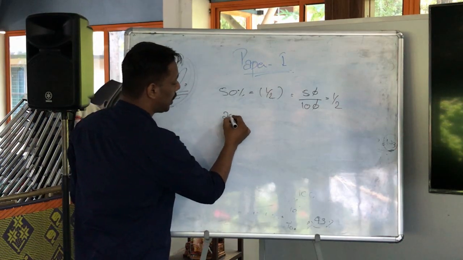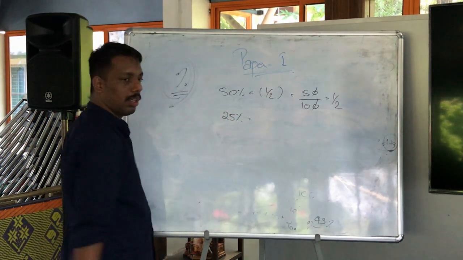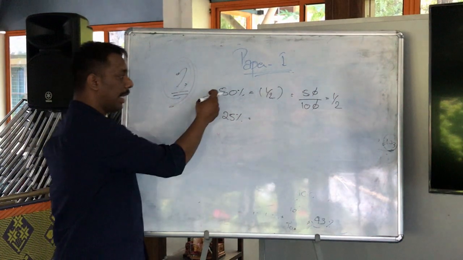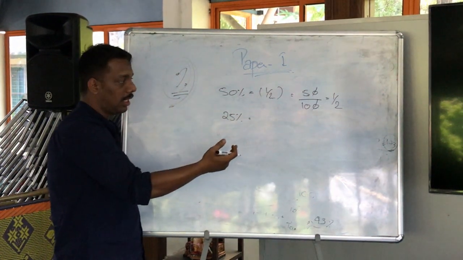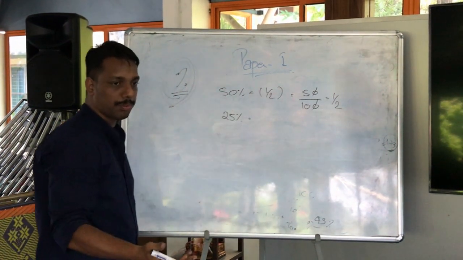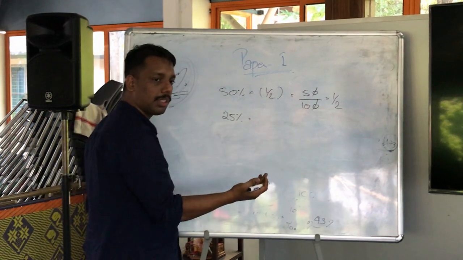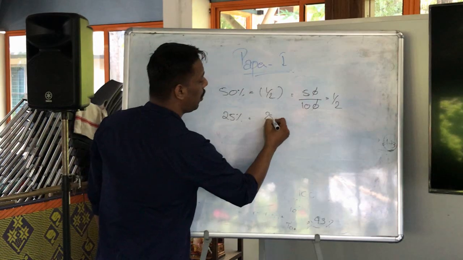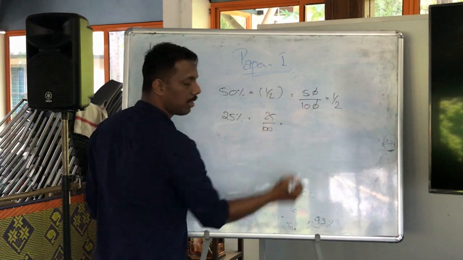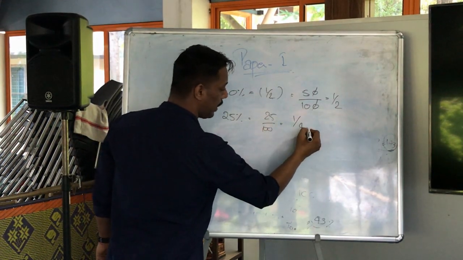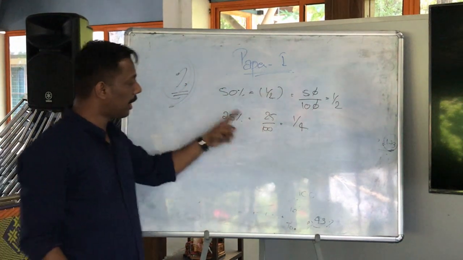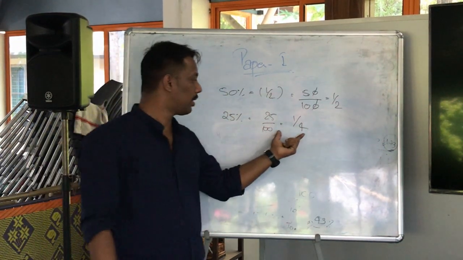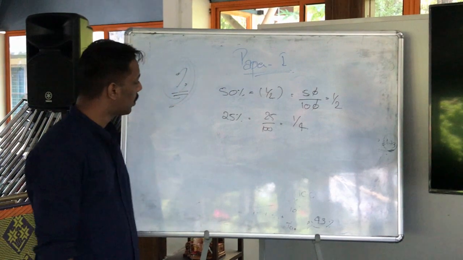And what is 25%? 25% means again half of 50%. Half of 1 by 2 means again 1 by 4. That is, 25 by 100 is equal to 1 by 4. You can directly write 25% as 1 by 4.